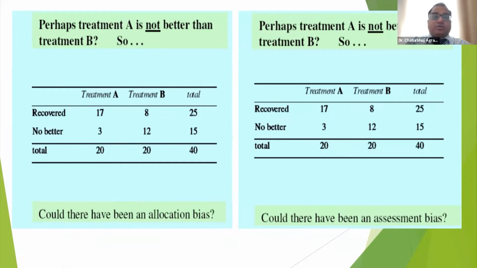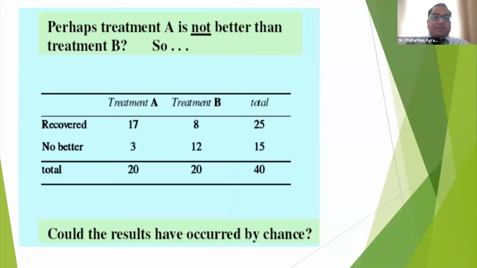basically answers this question. So perhaps if treatment A is not better than treatment B, then this could be due to allocation bias, or due to assessment bias. So these types of biases keep on coming in randomized clinical trials. And when we do adequate randomization in a very controlled manner, we tend to reduce these types of biases.